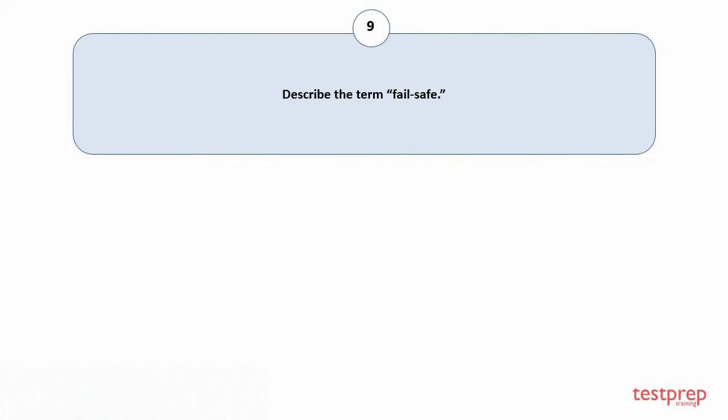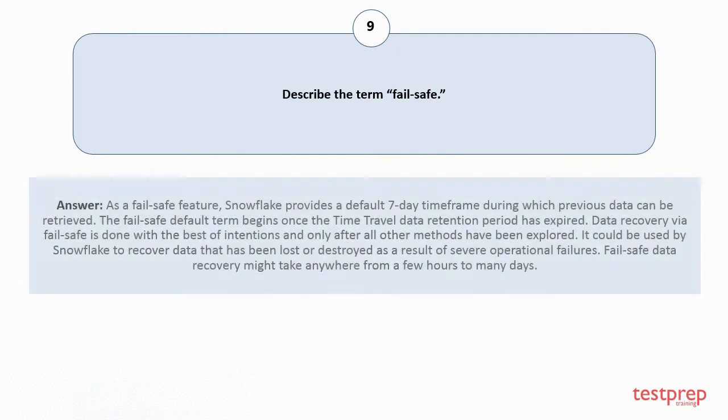Your answer is, as a failsafe feature, Snowflake provides a default 7-day timeframe during which previous data can be retrieved. The failsafe default term begins once the time travel data retention period has expired. Data recovery via failsafe is done with the best of intentions, and only after all other methods have been explored.